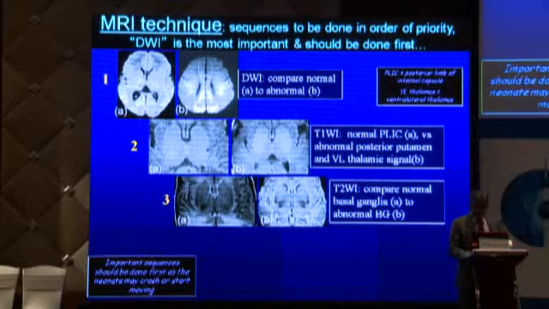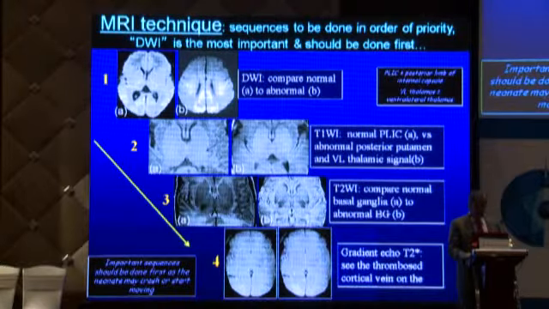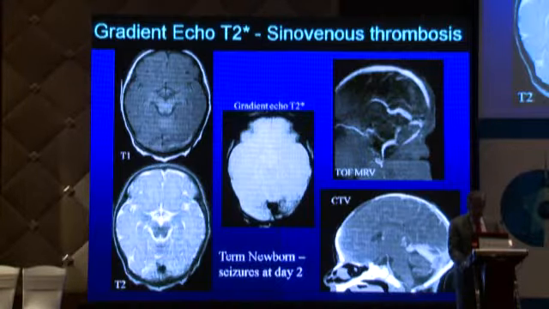The fourth sequence, which is very important, is gradient echo images. And you could pick up germinal matrix bleed, intraventricular hemorrhages with the gradient echo images. In this particular instance, we see a nice thrombosed vein incidentally seen. This did not have any impact on the child, but you can pick up hemorrhage and blood products within the vessel or outside the vessel using gradient echo images.